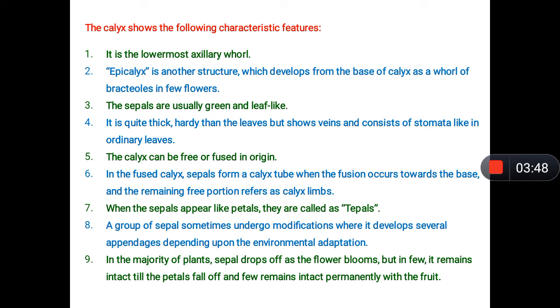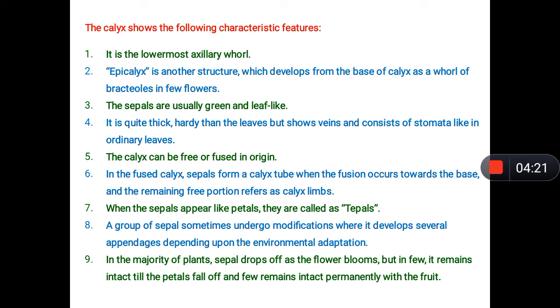Epicalyx is another structure which develops from the base of calyx as a whorl of branches in a few flowers. So epicalyx can be called the extension of the whorl. Of course, it has a leafy structure. It looks like calyx, but it's not a true calyx. As it is below the original calyx, it is called epicalyx.